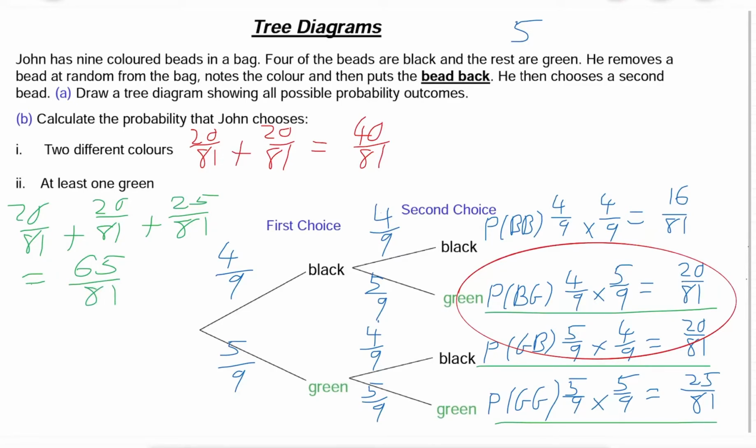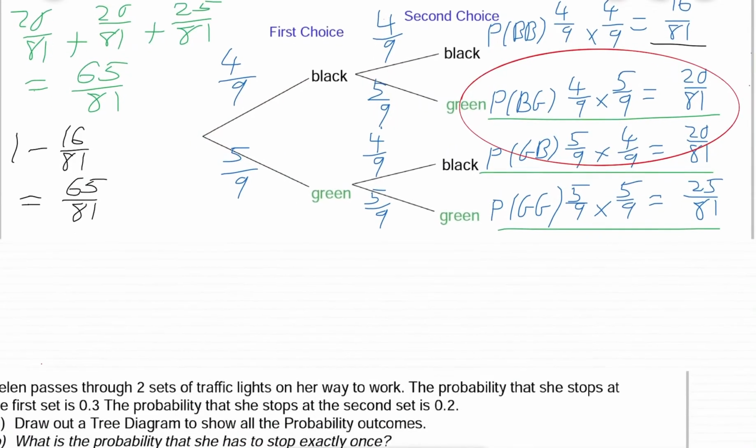Another way we could have done it is had a look at the choice where it's only black. So there's 16 over 81. And we could have done 1 minus 16 over 81, which as well would have got us 65 over 81. So 2 ways to do it and you would have got the same answer. Let's have a look at another one.